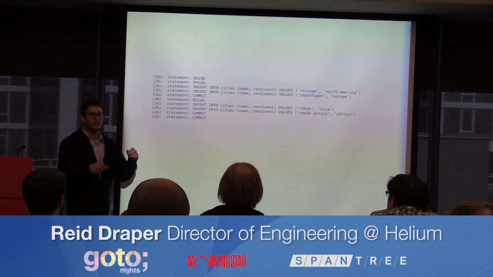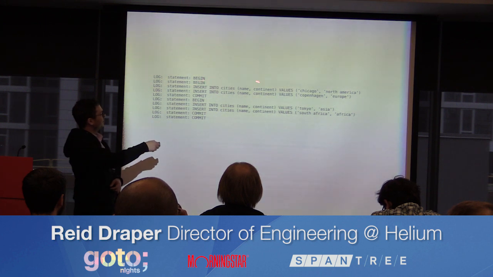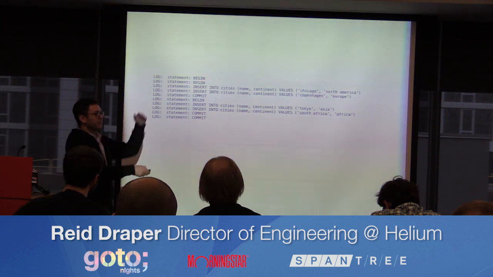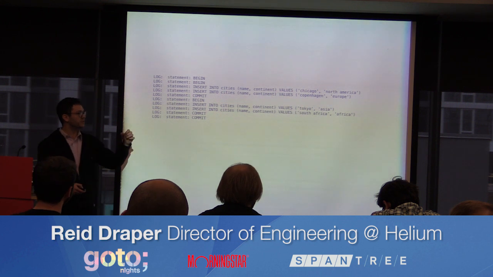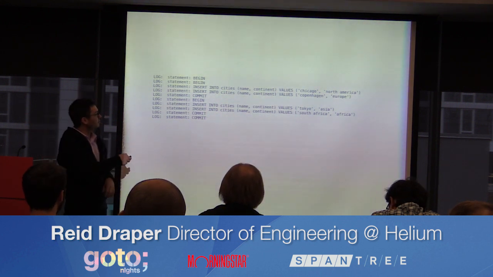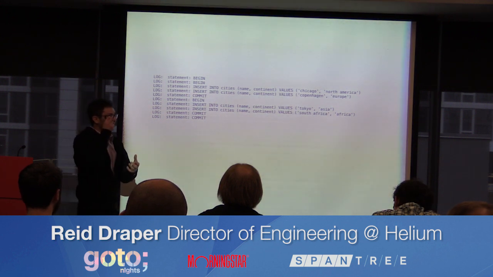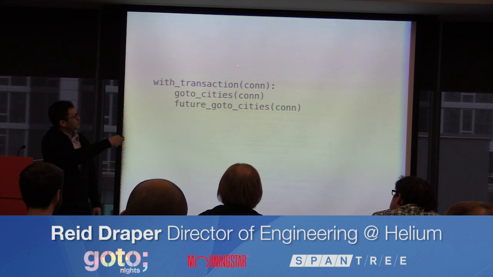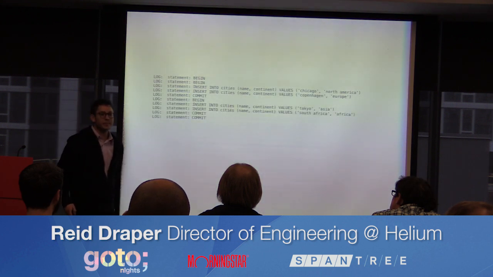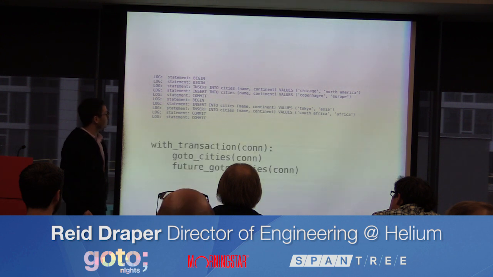And then we call GOTO cities, which also is going to call begin. So we begin again. Insert Chicago, Copenhagen, GOTO cities completes, which says, oh yeah, this completed successfully with no exceptions, so we should commit. And then future GOTO cities is going to call begin. We'll insert these two cities. Future GOTO cities with statement's going to end, it's going to call commit. And then this outer with transaction is going to call commit. And this turns out to have an issue.